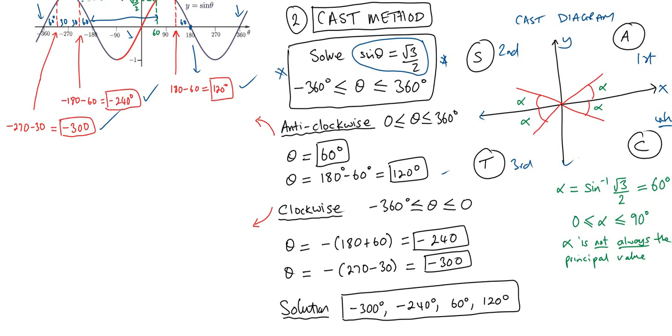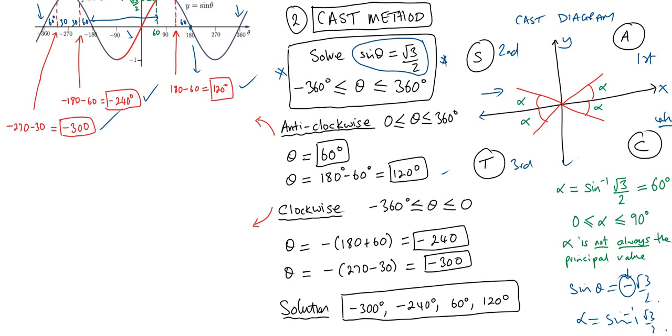We get 60 degrees. Now this is the same as the principal value, but if we had an equation that said sine theta equals minus root 3 over 2, we'd still say that alpha is sine to the minus 1 of root 3 over 2, because alpha has got to be between 0 and 90. So it's not the same as the principal value. It is in this case, but it isn't in other cases. So we draw that diagram. If we were finding alpha for this, we just ignore the minus sign.